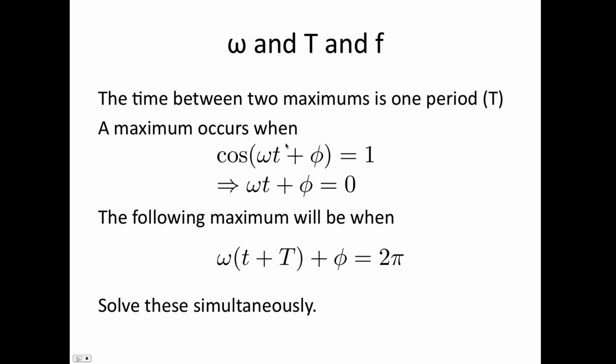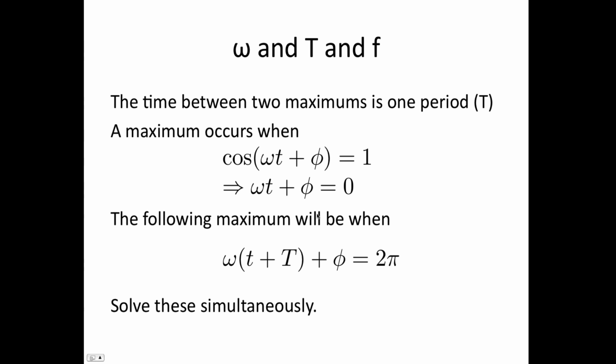The maximum positions occur when cos(ωt + φ) is equal to 1. So the first maximum we can say is when ωt + φ is equal to 0, because that satisfies this equation here. Now the following maximum will occur 2π radians later. So it will occur when little t has passed plus big T, plus 1 period. So our time is replaced with little t plus big T, plus φ, and this is 2π radians later, so it equals 2π.